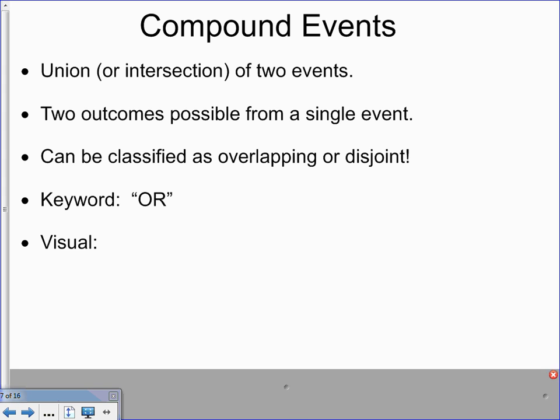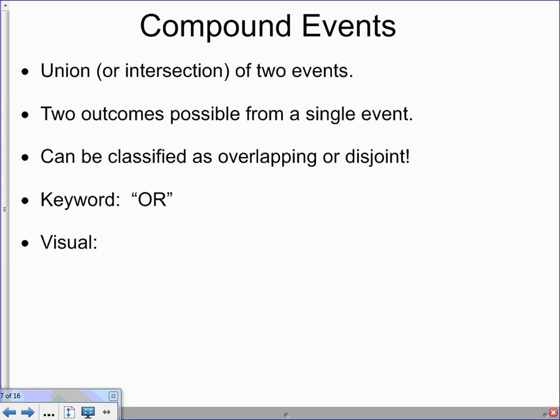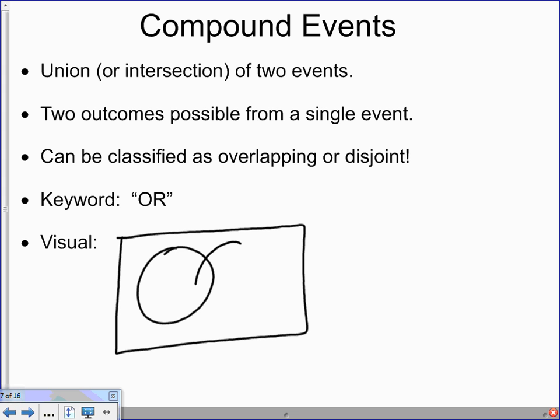And we're also going to draw a visual of what compound events look like. To do this, I'm going to go back to our Venn diagram. So I'm going to create a rectangle. I'm going to draw 2 circles, A and B. And I'm going to put some outcomes in each of the circles. This is an example of compound events.